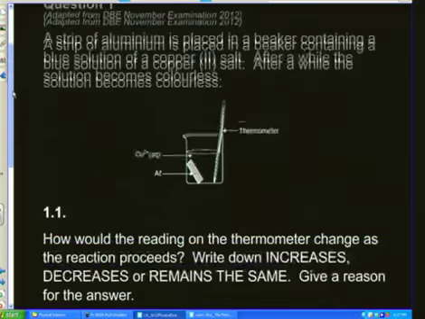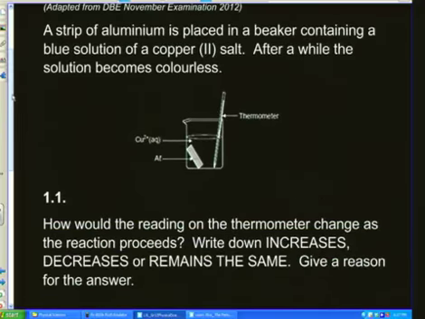Welcome back from the break. Let's not waste any more time and get straight back to today's revision lesson. A strip of aluminium is placed in a beaker, brilliant, containing a blue solution of copper 2 salt. After a while, the solution becomes colorless.